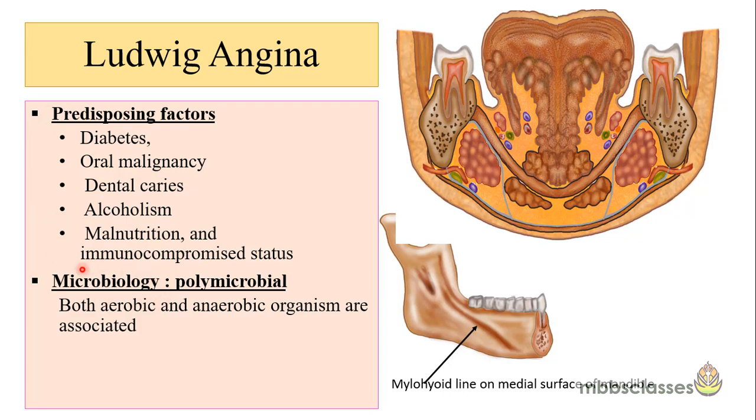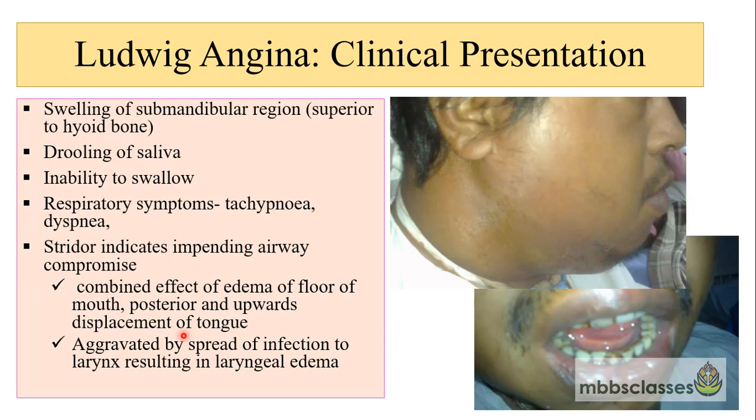Now coming to the microbiology, it is seen that both aerobic and anaerobic organisms are associated. According to the literature, the commonly isolated organisms associated with Ludwig's angina are Streptococcus viridans, Staphylococcus aureus, Enterococcus, E. coli, Bacteroides and Pseudomonas. Now let's see how they present.